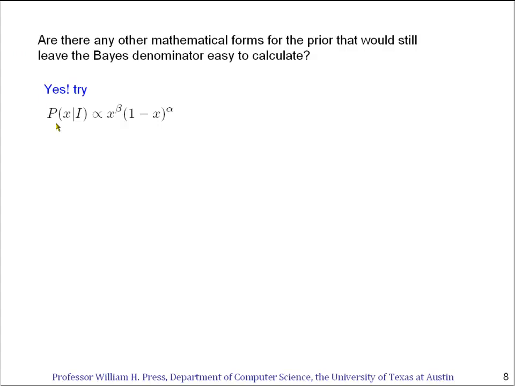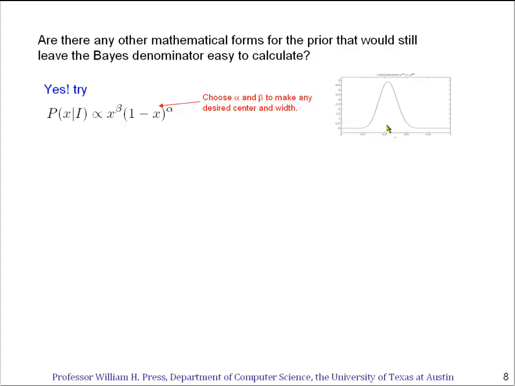Consider this prior. The probability of x given our background information. Suppose we think that it's proportional to some power beta of x and some power alpha of 1 minus x. If these are both positive numbers, beta and alpha, then we'll get a curve that has the same kind of character as the curve we saw previously for our estimate. Namely, it'll start at 0 because x to some positive power beta is 0, and it will end at 0 because 1 minus x also goes to 0.